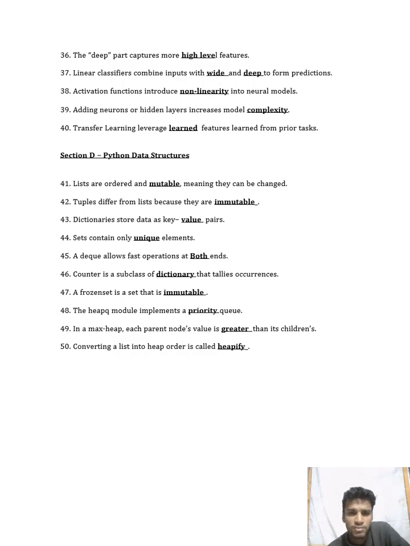Lists are ordered and mutable, meaning they can be changed. Tuples differ from lists because they are immutable. Dictionaries store data as key value pairs. Set contains only unique elements.